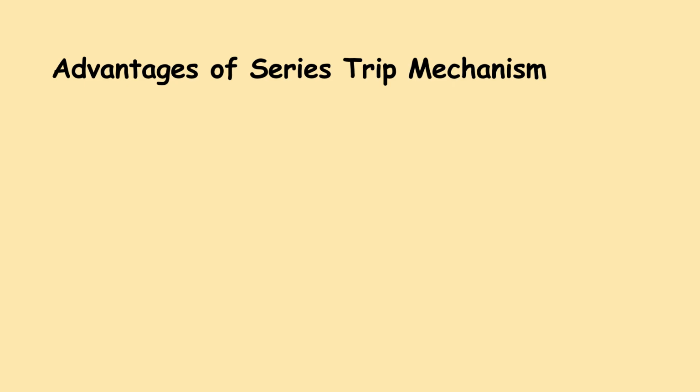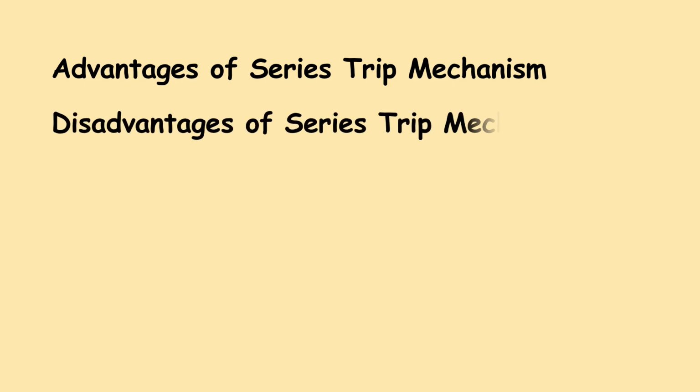However, it has limitations. The trip coil must carry the full load current, so the conductor size becomes large. The coil also needs to withstand fault current, which makes it bulky. For high voltage systems, insulation requirements make the design uneconomical. And since it depends on the main circuit power, it will fail to trip during a power outage.